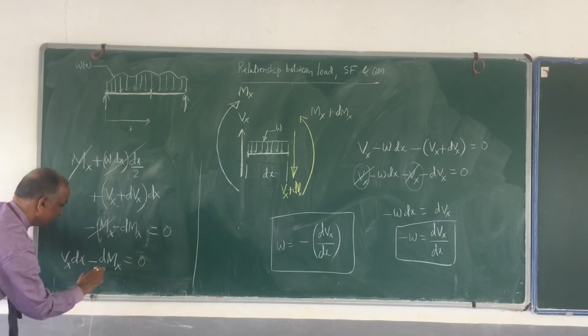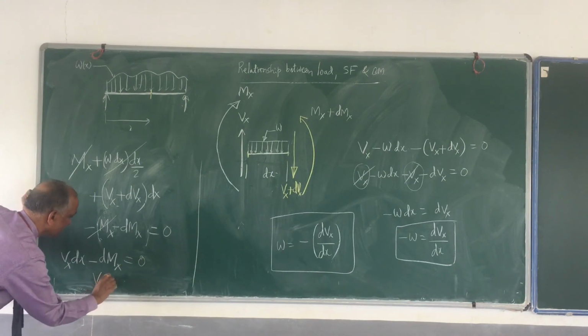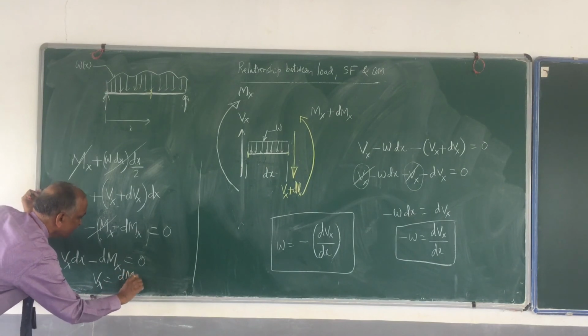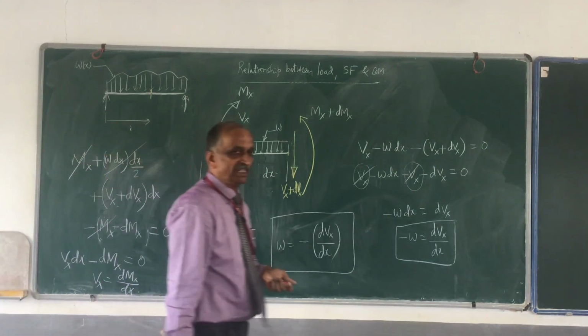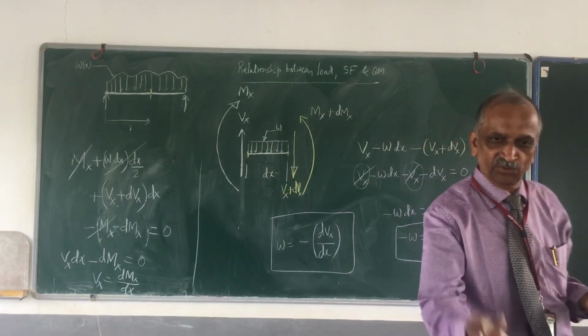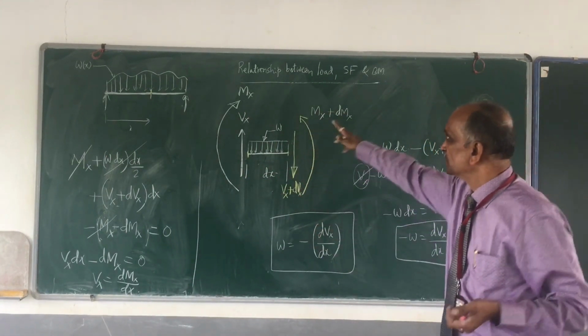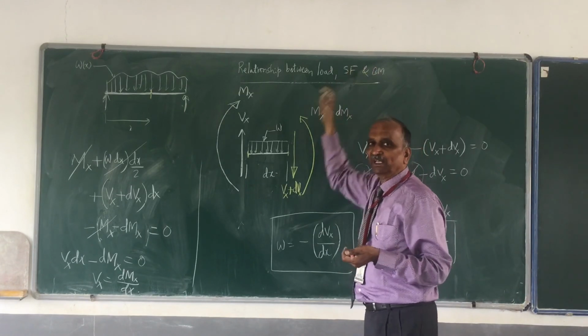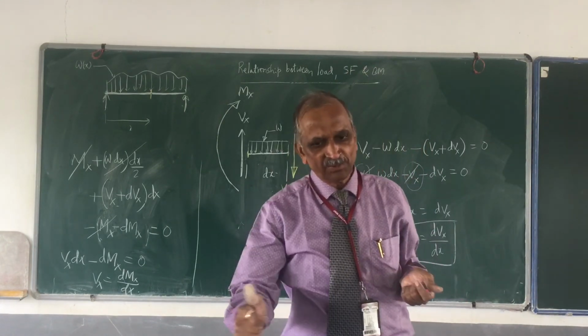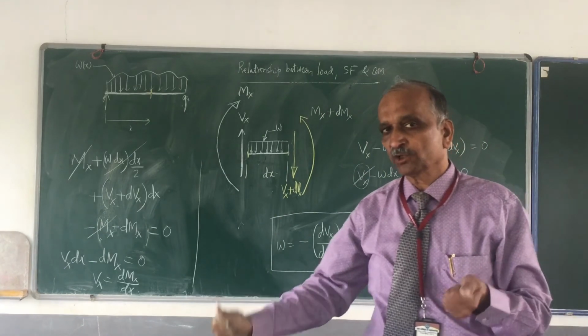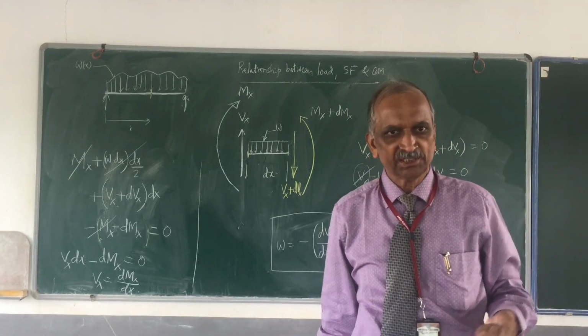So therefore, Vx is equal to dMx divided by dx. So the rate of change of bending moment is equal to the shear force. So this is the relationship between shear force and bending moment. All the best. With this I conclude this topic, and when we meet we shall discuss a new topic.